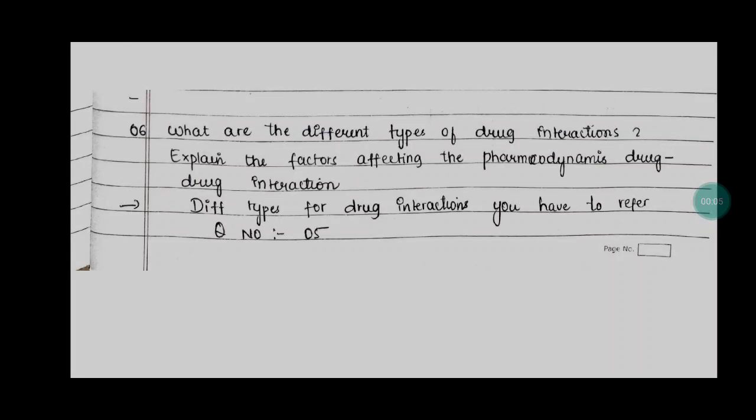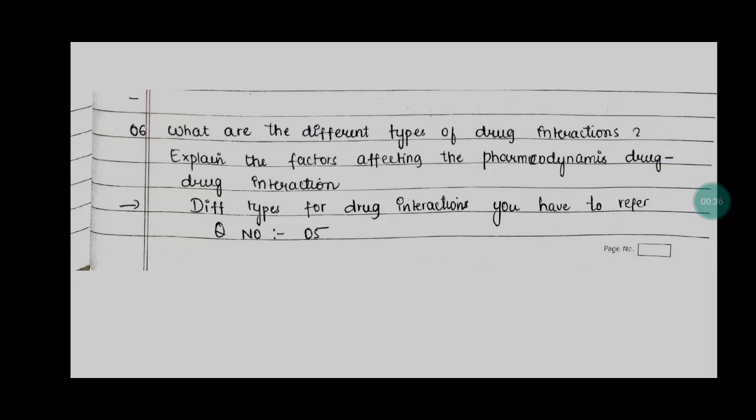So today I'm going to continue the Pharmacology 1 4th semester question and answers as per RGUHS. In the previous video we started the 10 marks for the second unit, that is general pharmacology, and this is a continuation from the 6th question. So I'll start from the 6th one, that is, what are the different types of drug interaction and explain the factors affecting pharmacodynamic drug-drug interaction.